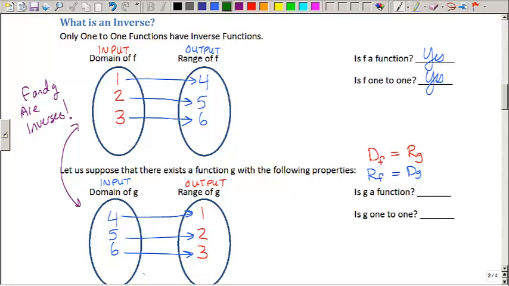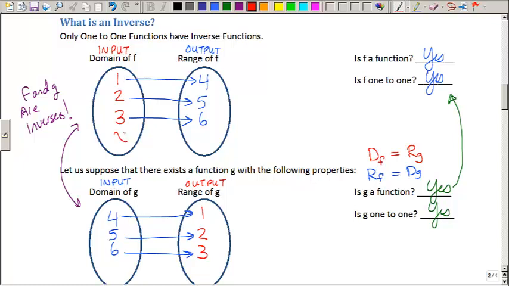When we looked at g, is g a function? Well, sure, g is still a function because 4 is being mapped to 1, 5 is being mapped to 2, and 6 is being mapped to 3. There are no x values that are trying to be mapped to more than one y. Is g one-to-one? Well, all the new y values are only being mapped to one x value, so yes, g is also one-to-one. So what would happen if inside my domain of f I didn't use values?